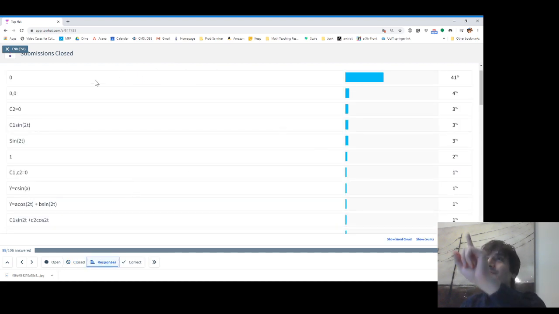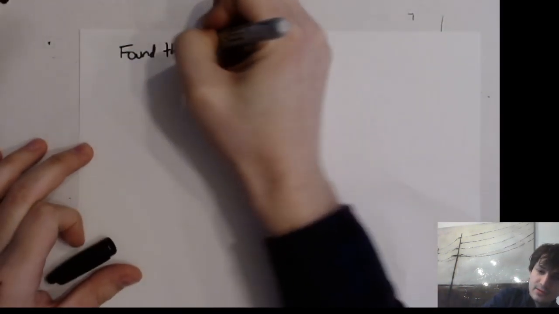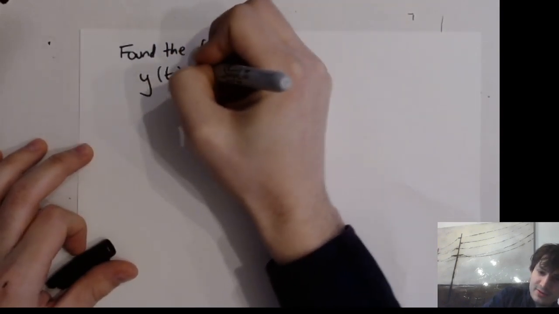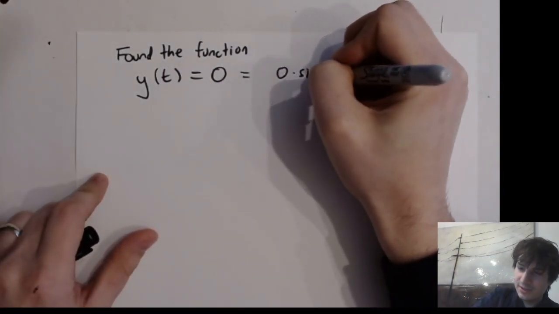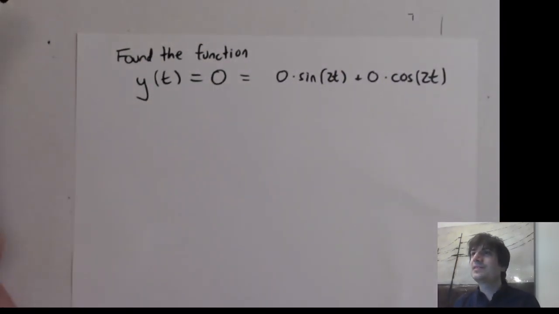Okay, so lots of people found the function 0. So 0 is c1 equals 0, c2 equals 0. The second most common answer, people wrote 0, 0, so I guess they found c1 and c2 are 0. So that's the function. People found the function y of t equals 0. This is 0 times sine of 2t plus 0 times cosine of 2t. Let's see what other people wrote.